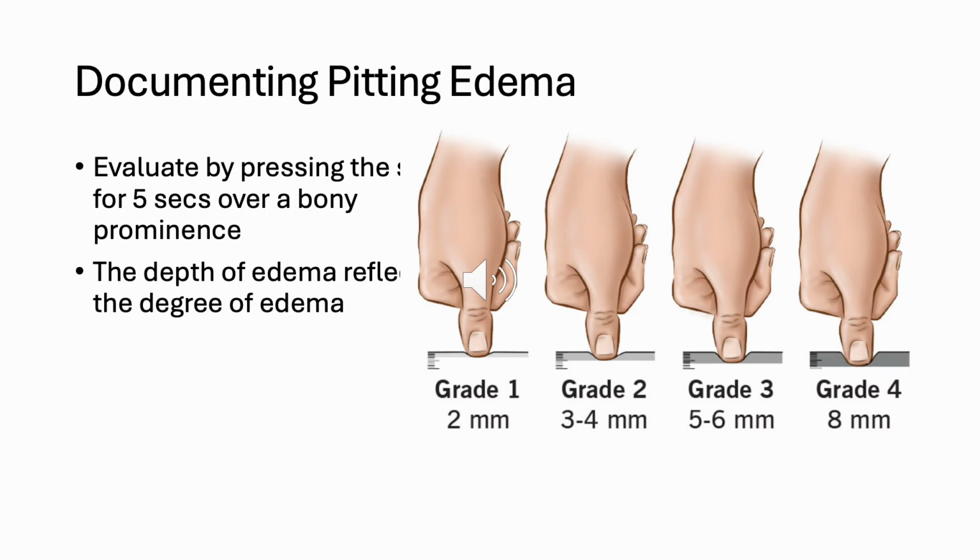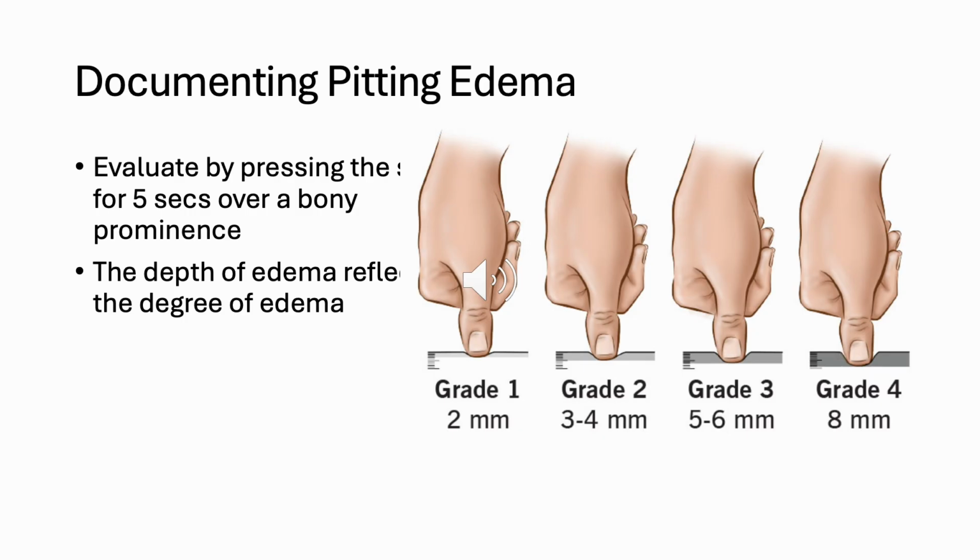So basically, you evaluate the skin by pressing down with your thumb or your finger over a bony prominence, like usually the ankle, the tibia, so like in the lower extremity usually. And the depth of the edema reflects the degree of edema. So if you have grade 0 edema, that means they have no edema. If you have +1, that's trace.